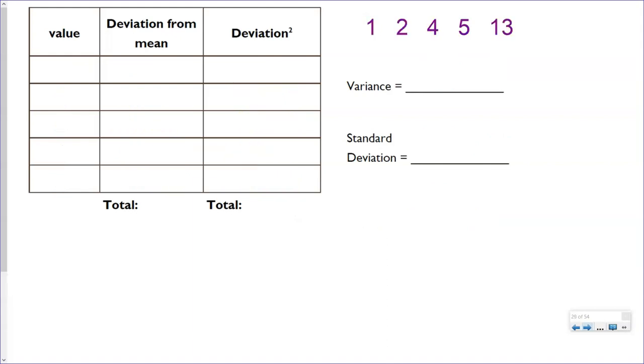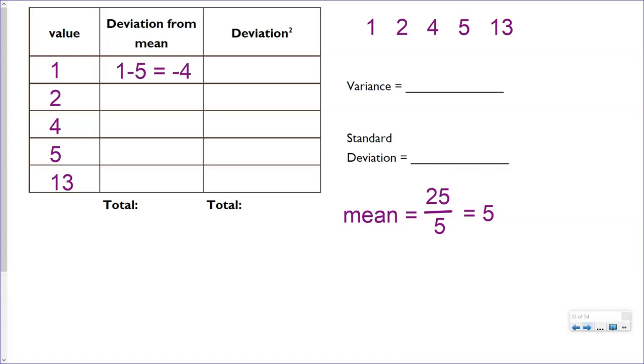Now let's go through the same process with our other data set. We'll put each of the values in our table. We need to know what the mean of the values is, so we add the values together and divide by the number of values. These values also add up to 25, and we have 5 of them, so the mean is 25 divided by 5, which is 5. To find the deviation from the mean, we take each value and subtract the mean from it. So the deviation for 1 is -4. It's 4 below the mean of 5.